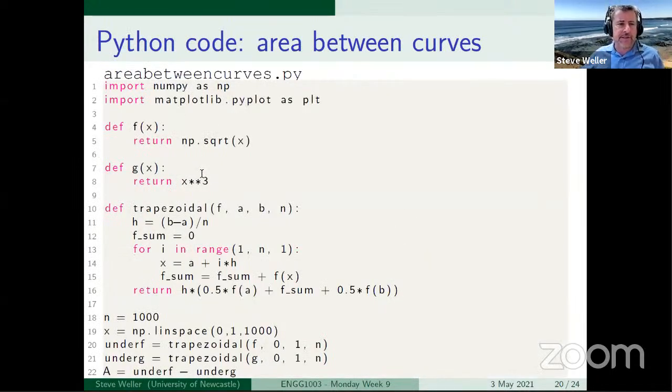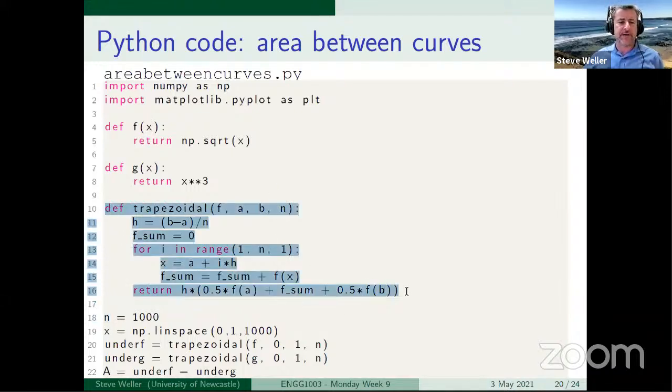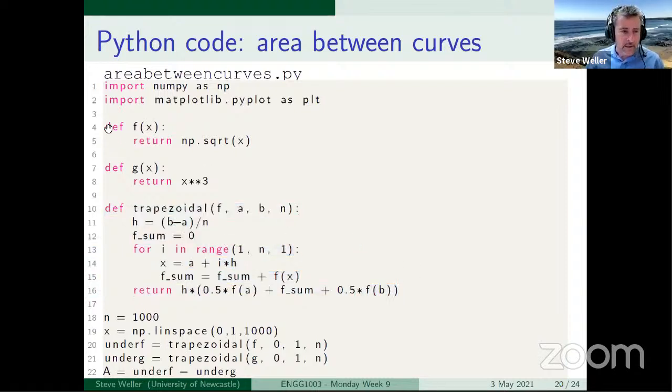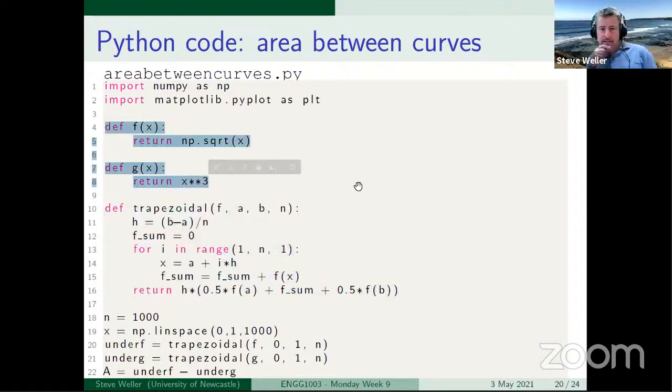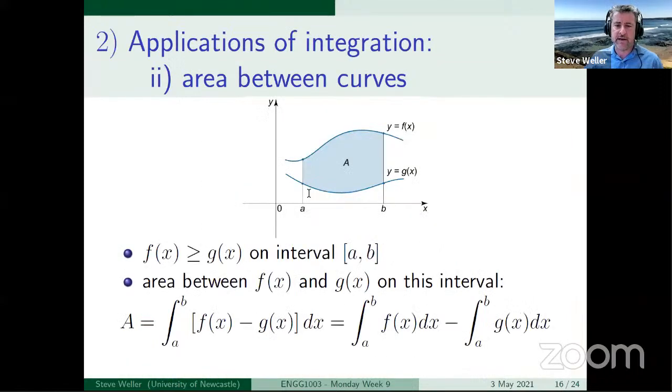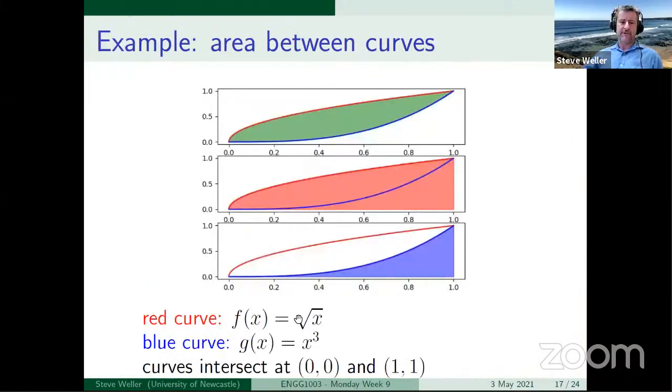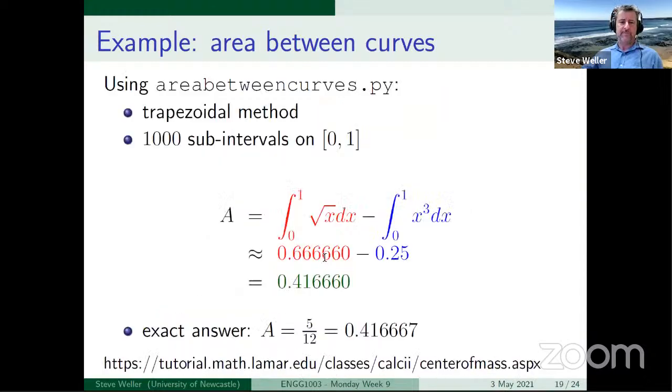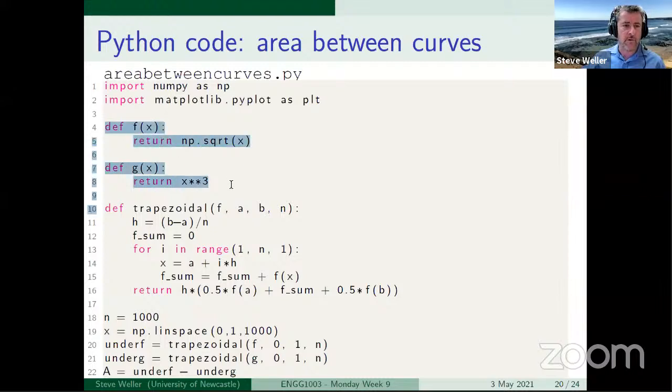Again, the structure of this code is fairly similar to code we've seen before. In lines 10 through 16, trapezoidal method approximation, no change to code you've seen before, literally a cut and paste. I should put it in a library. I haven't. I want you to see the details. Lines 4 through 8 define the two functions that we're interested in computing the area between. Function f is the square root of x. Function g returns x cubed. And so you've seen those in this example here, the area between these curves, square root of x and x cubed. Here it is in Python code in lines 4 through 8.